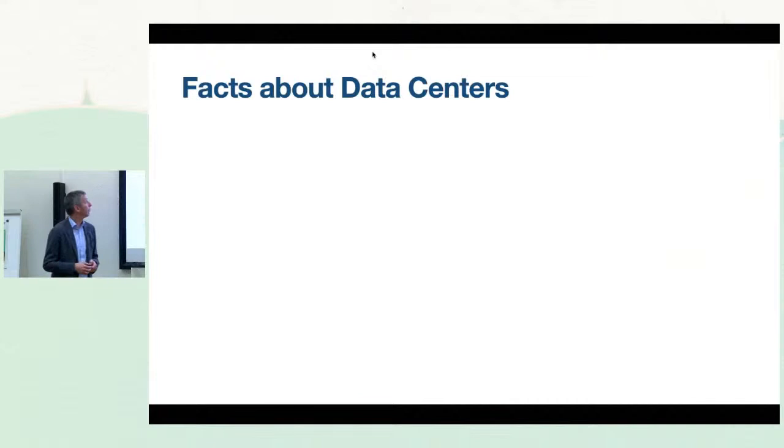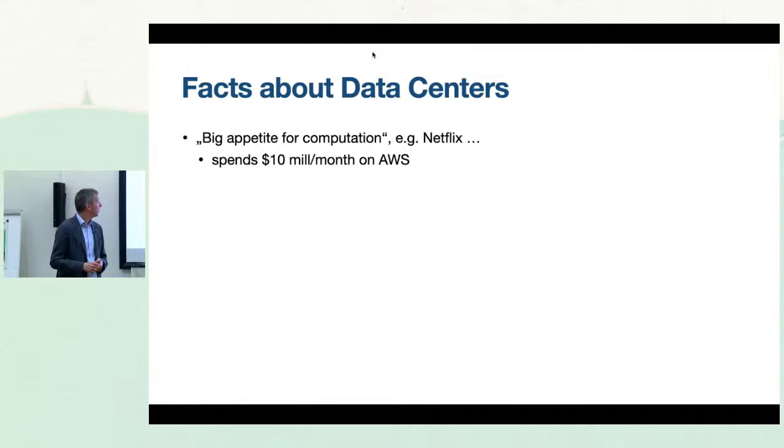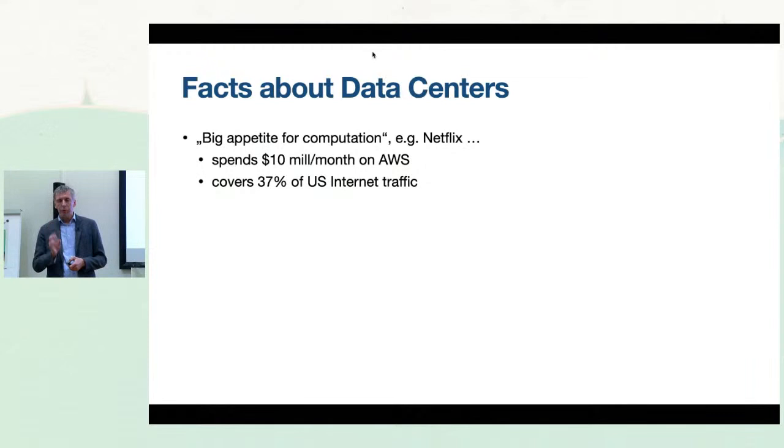So let's look at some numbers from data centers. So again, the question is, why is this necessary? Why do we need this huge capacity of internet resources? And the reason is there is a very, very big appetite for computation. And I'll just give you one example, and this example is Netflix. You probably all know them. So Netflix spends $10 million US dollars per month just to rent resources at AWS. And they are responsible for 30-70% of the whole internet traffic in the US, only for streaming videos.